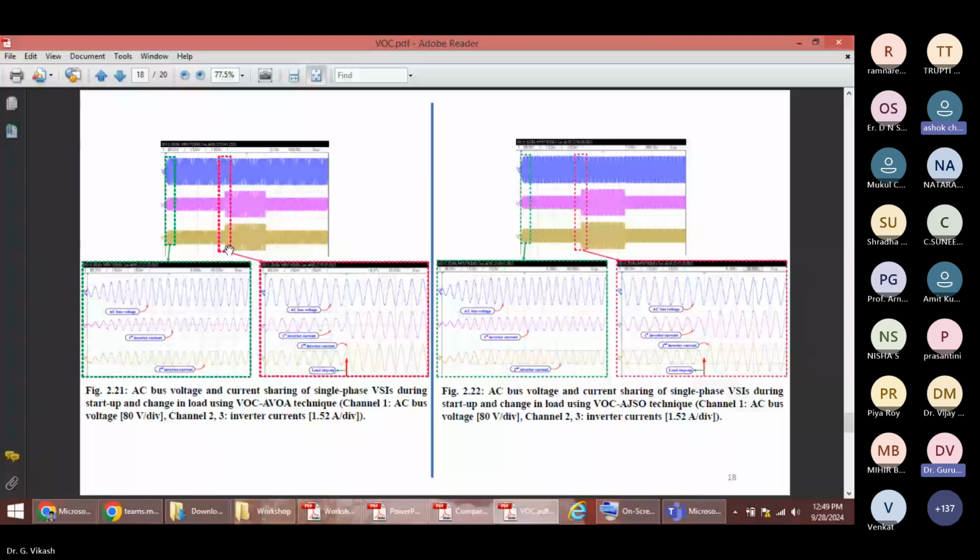But the VOC control method can be implemented for both grid-connected and off-grid inverters. Some papers were recently published on this. Initially it was for islanded mode only, but after some modifications we can connect it to the grid also. You can search and you will find some papers on grid-connected VOC controlled inverters.